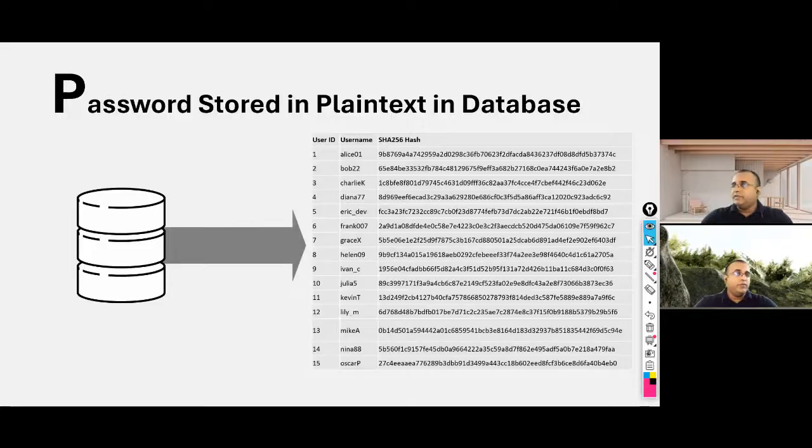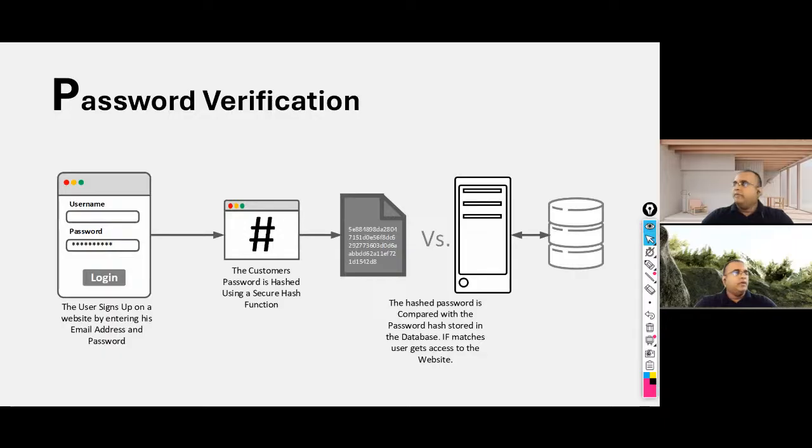Can you see the difference? Can anyone understand what the password is for Alice01 or Bob22? No one will be able to know this, right? But you might be thinking again, okay, this is how the password is going to be stored. How will Google verify whether my password is right or wrong? How does it know? This is where we will see how the verification process works.